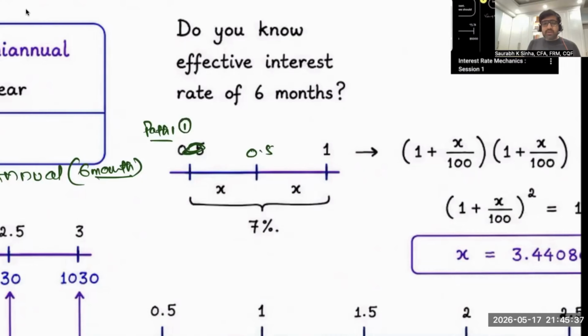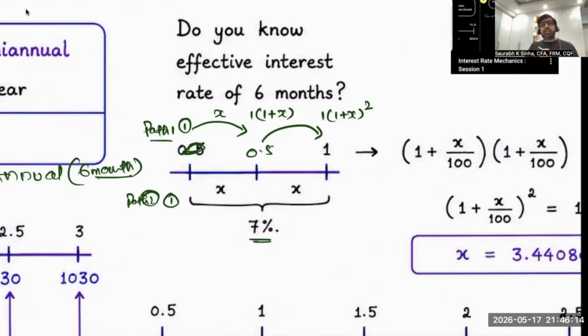you have 1 rupee or $1, you'll invest it for 6 months at an effective interest rate of 6 months, which you don't know, so assume it to be X. And then it will become 1 plus X upon 100 into 1 after 6 months. Then you will reinvest for the next 6 months at the effective interest rate of 6 months. Then this will become (1 plus X) raised to the power 2. Another path is you directly invest 1 rupee or $1 at 7% effective interest rate, which will become after 1 year, 1 into 1.07.